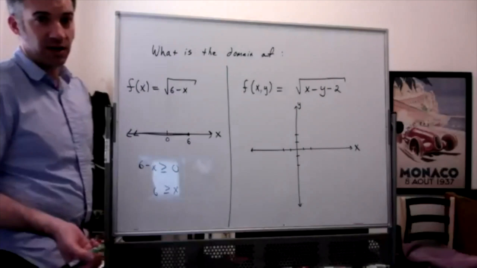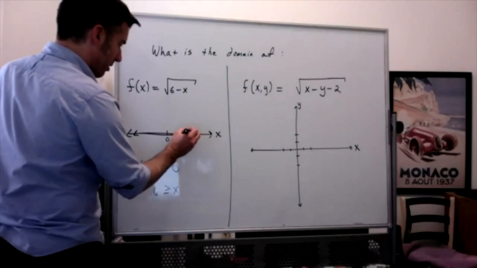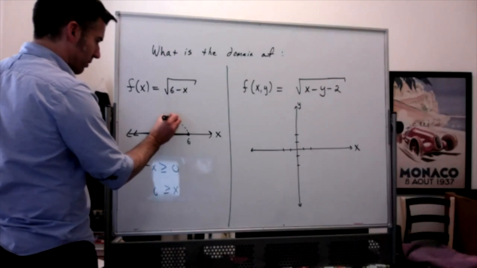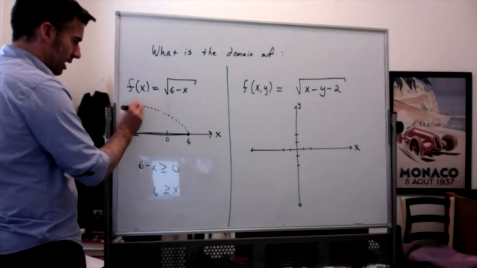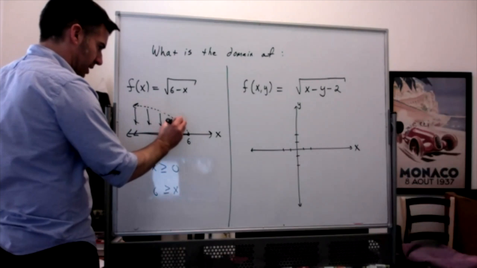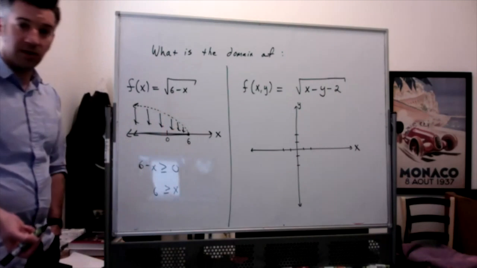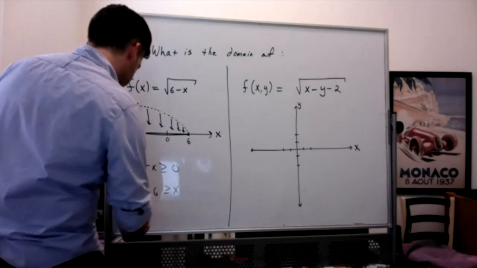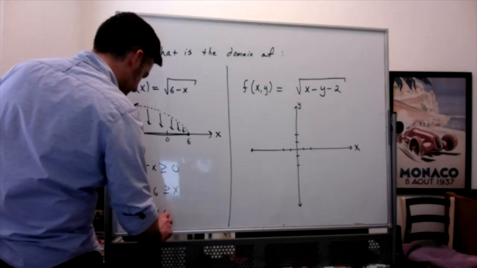And really, if you wanted to actually graph it, my graph would be this function, this square root function looking like this. And I'm just smashing it down onto the x-axis to see what the domain looks like. So here my domain is everything from negative infinity up to 6.